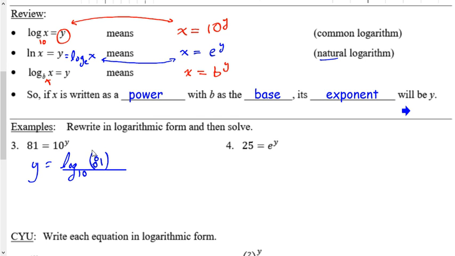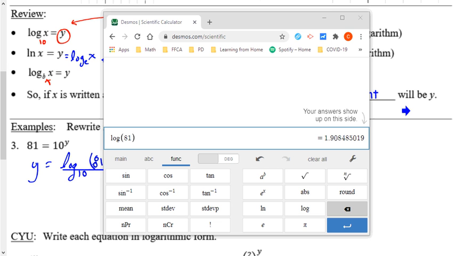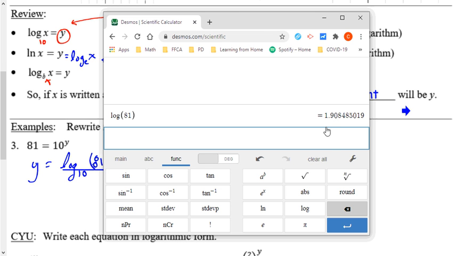So this is something that we could evaluate in our calculator. So pull out your calculator and you'll find a log button. It may not ask you for a base, but if it does, you can put in a base 10. Just find what is the log base 10 of 81. So here I have a calculator up, the log of 81, hit enter, 1.9 is what it rounds to.